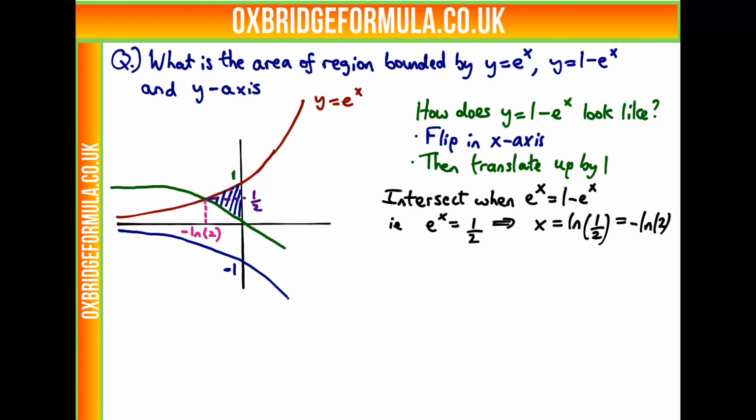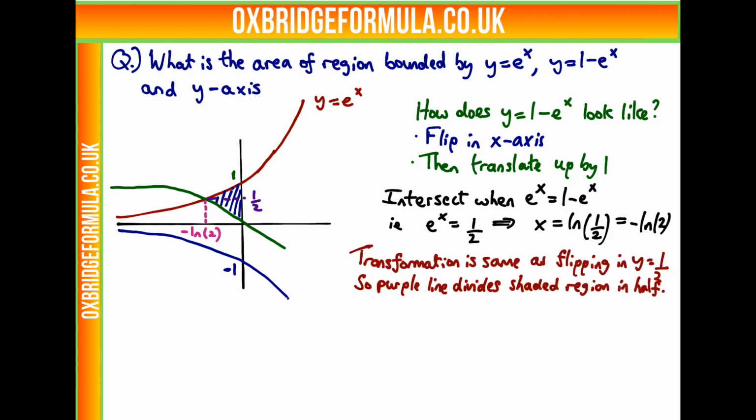Well, how might we do this? If you see visually, it looks like this purple line is dividing our blue shaded region in half. And why is that? Well, because this transformation of flipping in the x-axis and translating it up by 1 is precisely the same thing as a reflection in the line y equals a half. So this reflection in the line y equals a half basically means this purple line divides our shaded region into two bits of equal area.